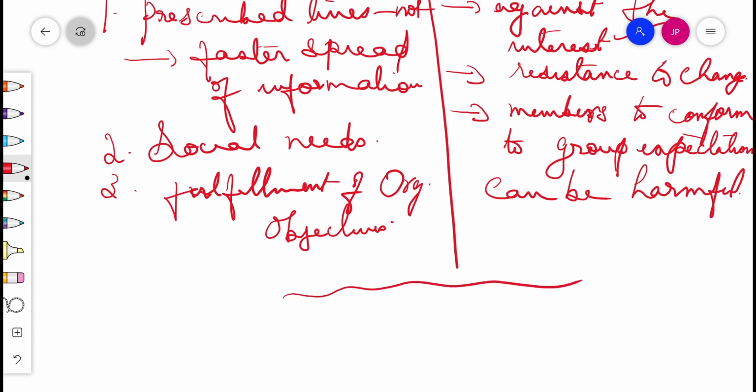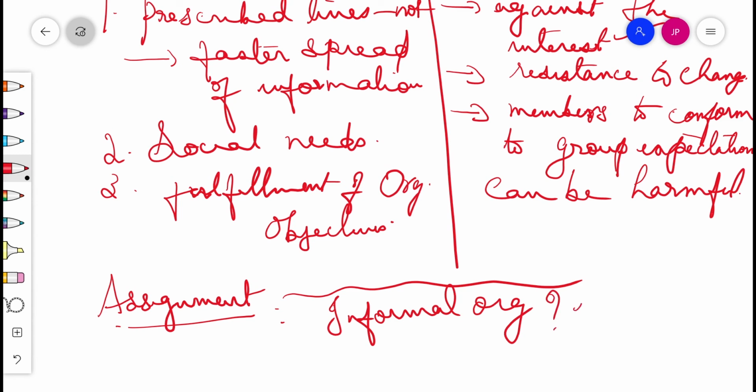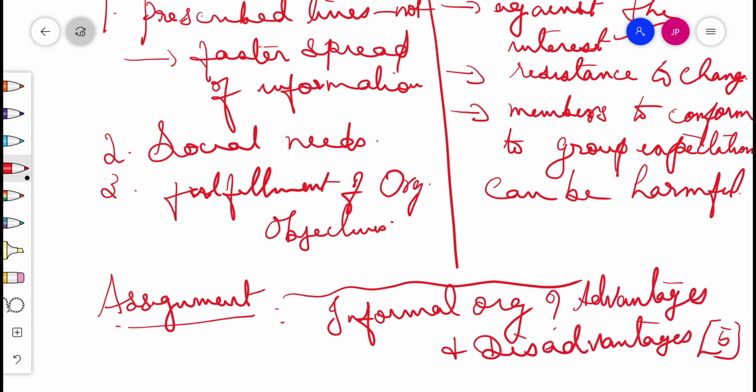So today's assignment is: what is informal organization? Define it, and write advantages and disadvantages. My dear children, see the comparative analysis on page number 128 of the textbook. Make a comparative analysis of formal and informal organization. After learning these points and writing these value points in the notebook, make a comparative analysis from the textbook and read and write in the notebook also.